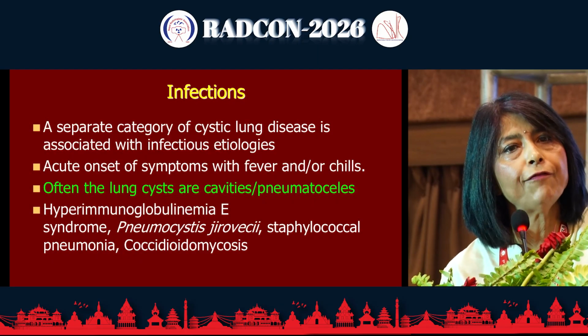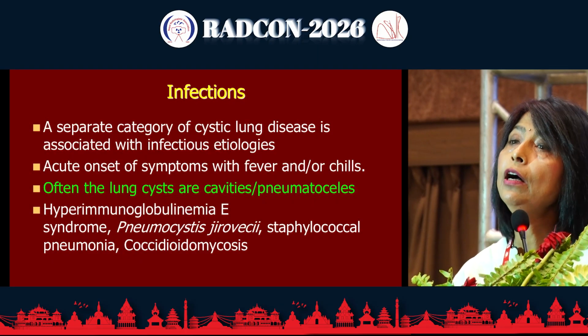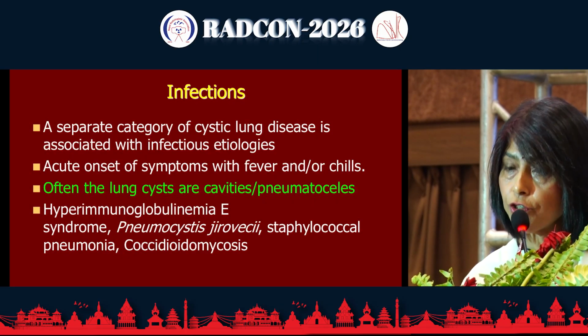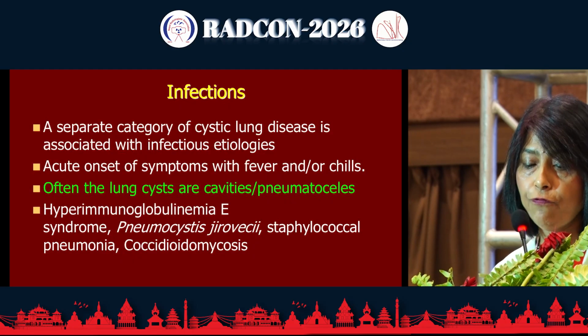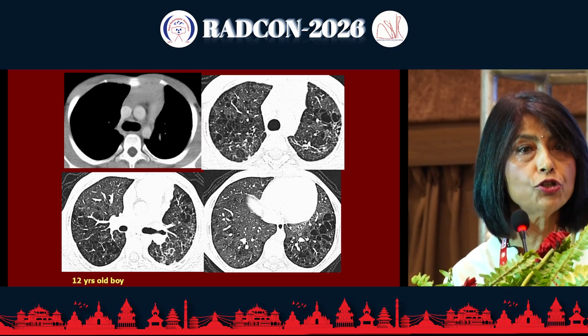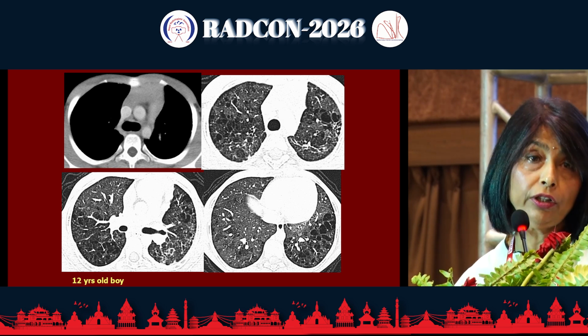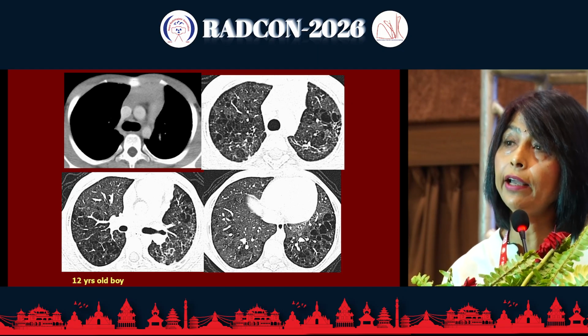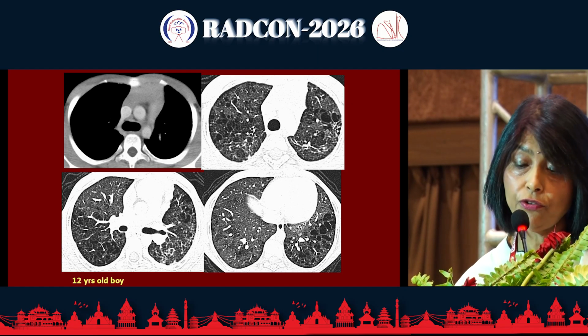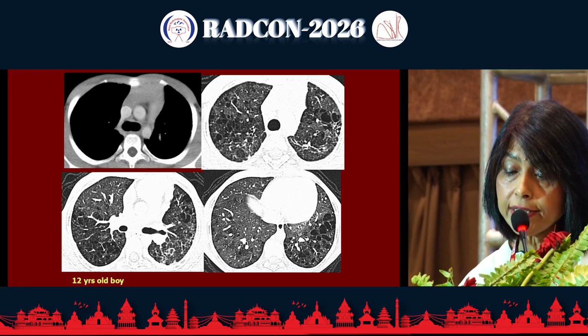Somebody has come with staph pneumonia, has gone on to develop pneumatoceles, but is it always this straightforward? This is a 12-year-old child who has presented with what looks like cystic lung disease, has a very good thymus, and we'll see later why the patient has such a good thymus also. So what is the etiology?